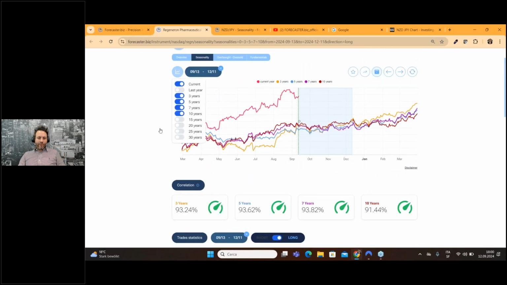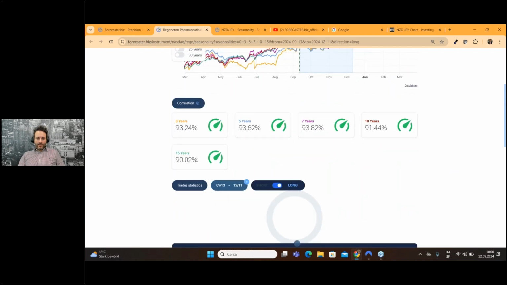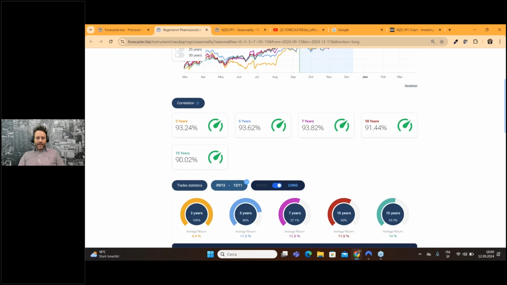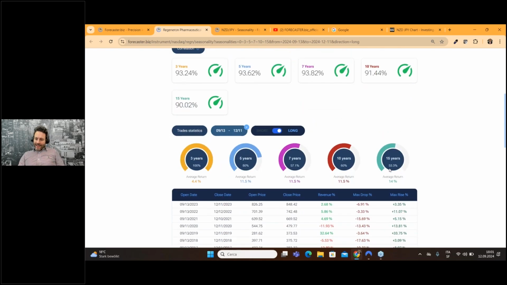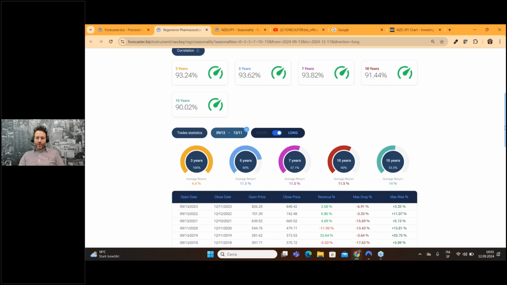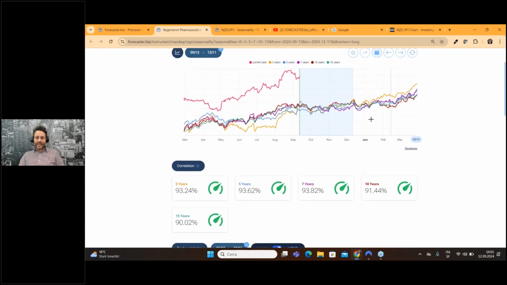Let's have a look to 15. What happened? Good, very high correlation. A little bit of drop, 53. Okay. But we have an average return which increased. So it's still an interesting situation. Let's try to understand if we can optimize this situation.